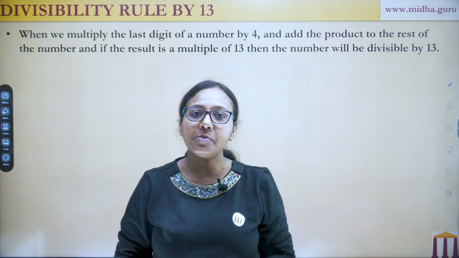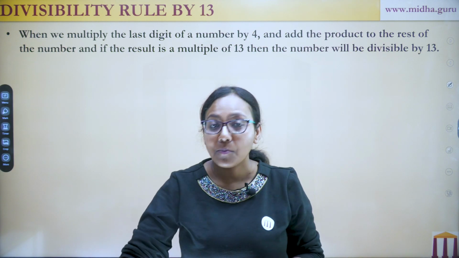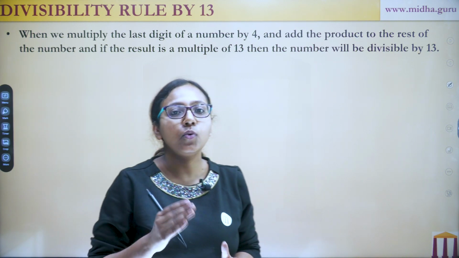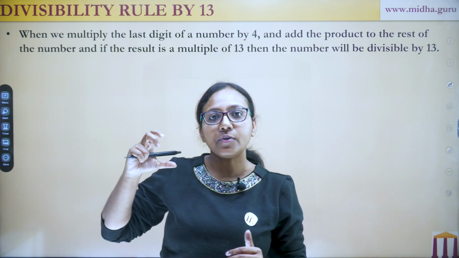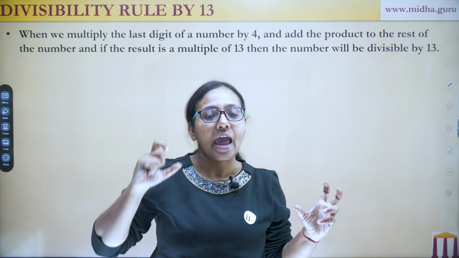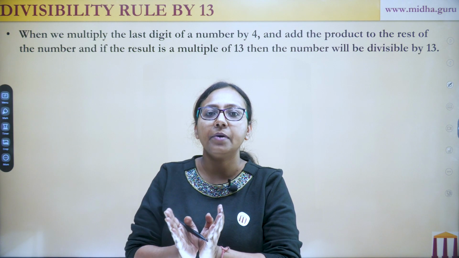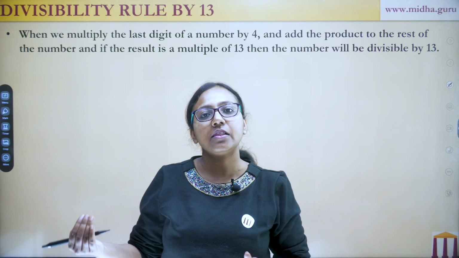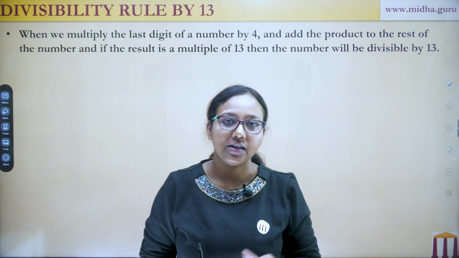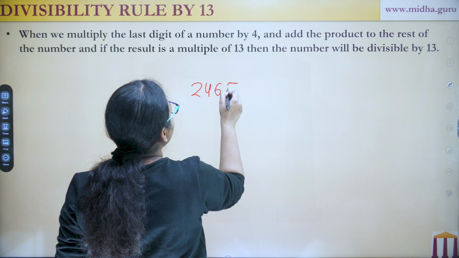Let's understand the divisibility rule by 13, which is the most wanted divisibility rule, because most of the students get confused here. What we have to do here: you have to take the unit digit of the number, multiply it by 4, get the product, and the remaining part will be added to this product. If the sum is a multiple of 13, the whole number will be divisible by 13. Let's take an example, 2, 4, 6, 5.